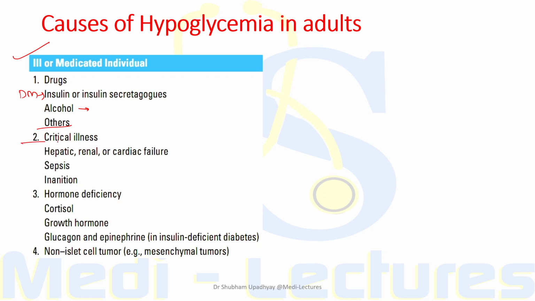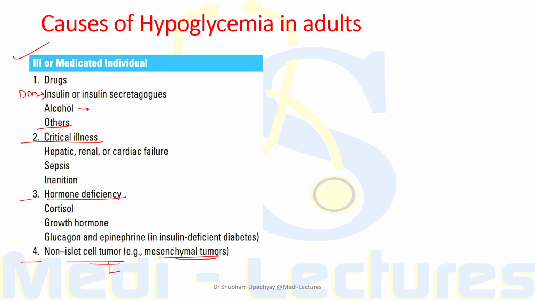Now, after drugs, we have to consider the critical illnesses. Critical illness like hepatic failure, renal failure, cardiac failure, sepsis, inanition, all these can lead to hypoglycemia. Hormone deficiency: since cortisol, growth hormone, glucagon, epinephrine are all counter-regulatory hormones, their deficiency makes the patient prone to develop hypoglycemia. Then we can have some non-islet cell tumors like mesenchymal tumors, basically some epithelial tumors. These can also lead to hypoglycemia.